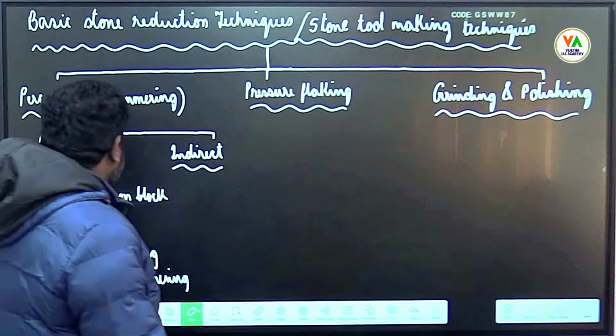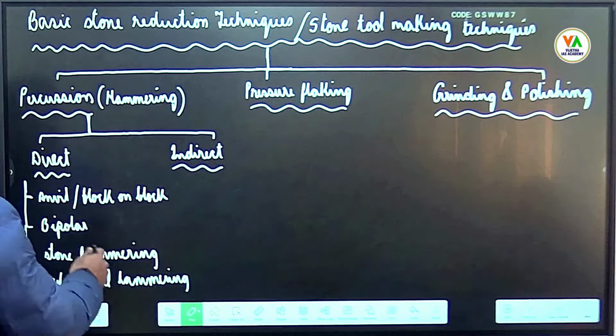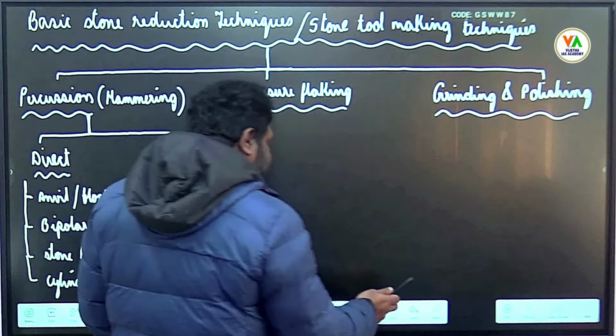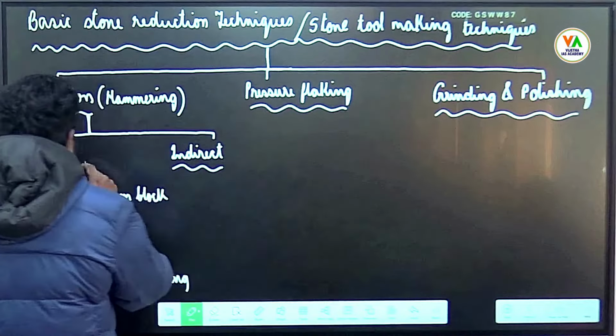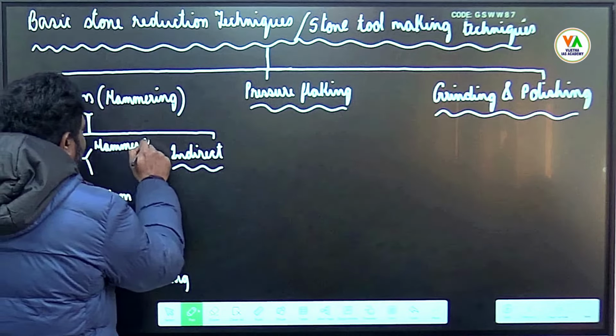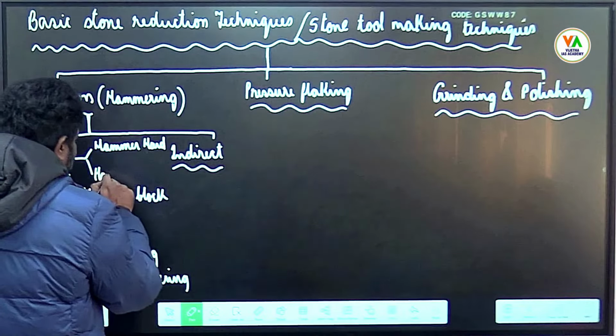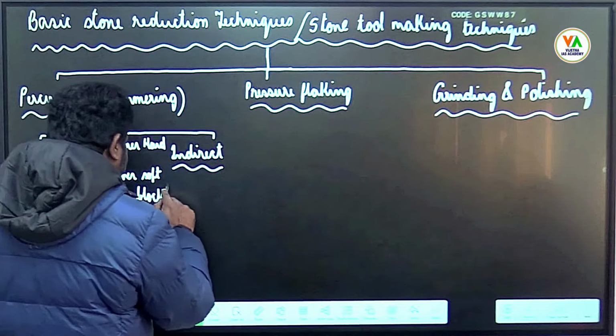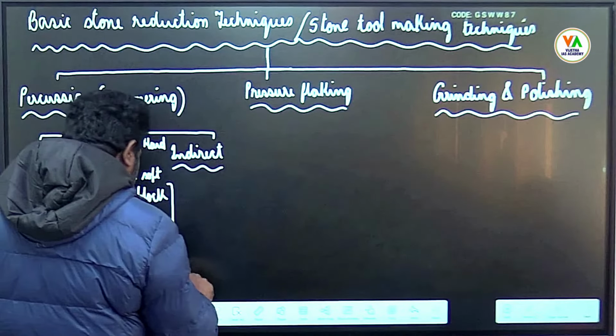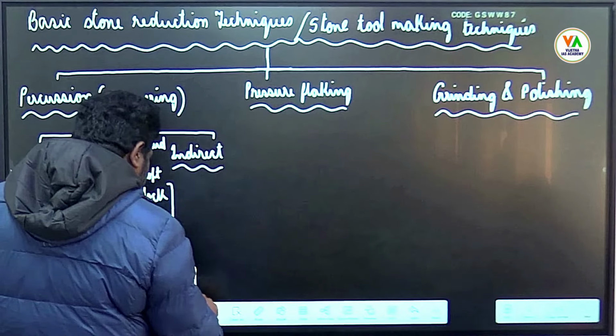So, what is direct percussion? Hitting the core directly with the help of a hammer, and that hammer can be a hard one or that hammer can be a soft one. So, hitting with a hard hammer is hard hammering. So, all these are hard and this is soft.